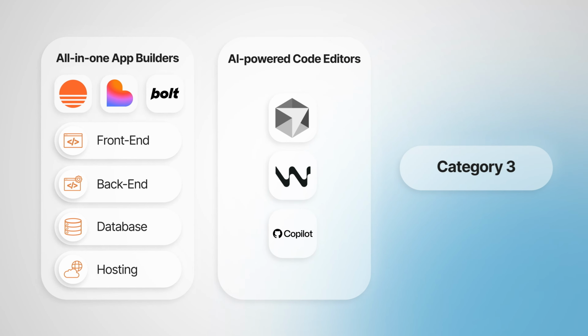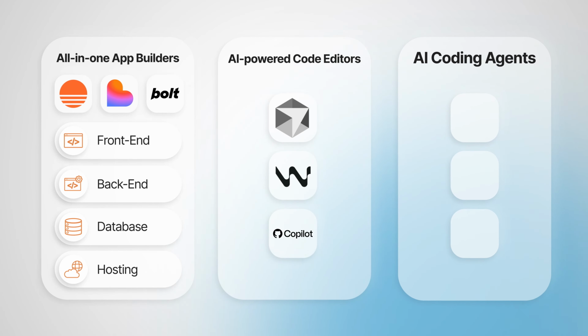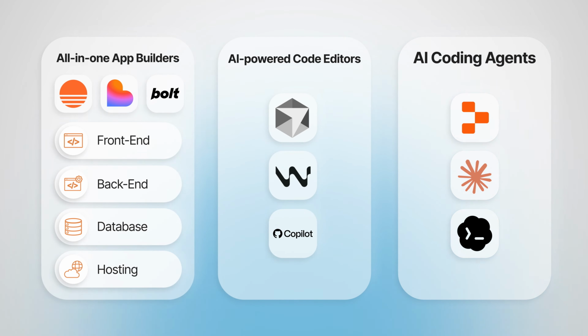The third category is AI coding agents. Think Replit Agent, Claude Code, or Codex. These are AI systems that can plan, write, and deploy code more autonomously. You give them a goal and they figure out the steps. They're more powerful, but also more complex to work with. More of a power user tool.